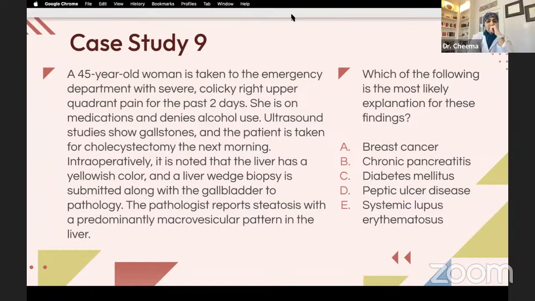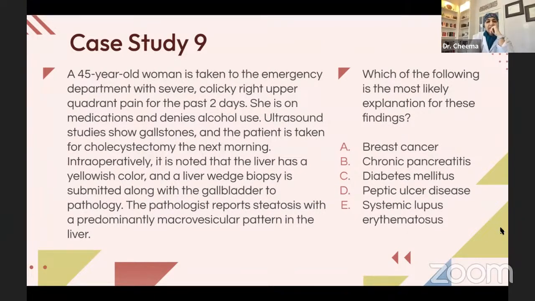Good. So in this case study, they want to know the patient's presentation, what is the explanation, what's causing it. So we can see that the patient has a fatty liver, right? Or steatosis, they mentioned that. So we need to know what is the common cause. So common cause of diabetes mellitus, answer is C.